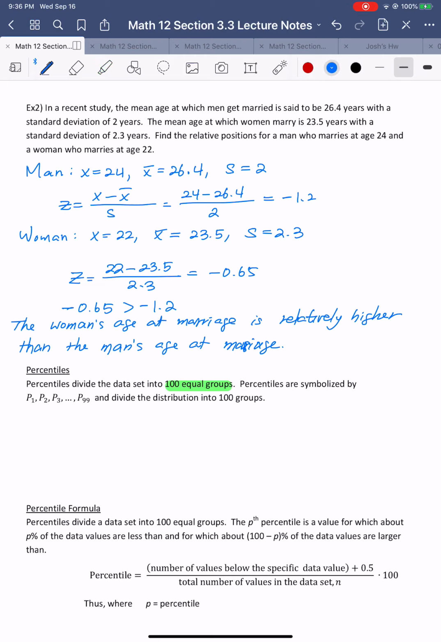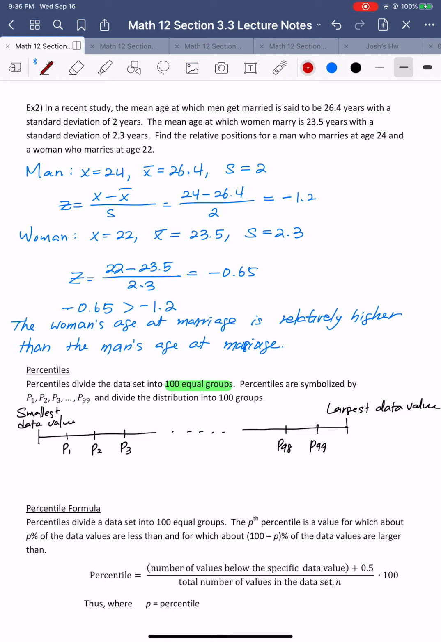Which means if you have data from the smallest value to the largest data value, there's a P1, P2, and P3, and then all the way to P98 and P99, which means each interval will give you 1% each. So overall, it gives you 100%.